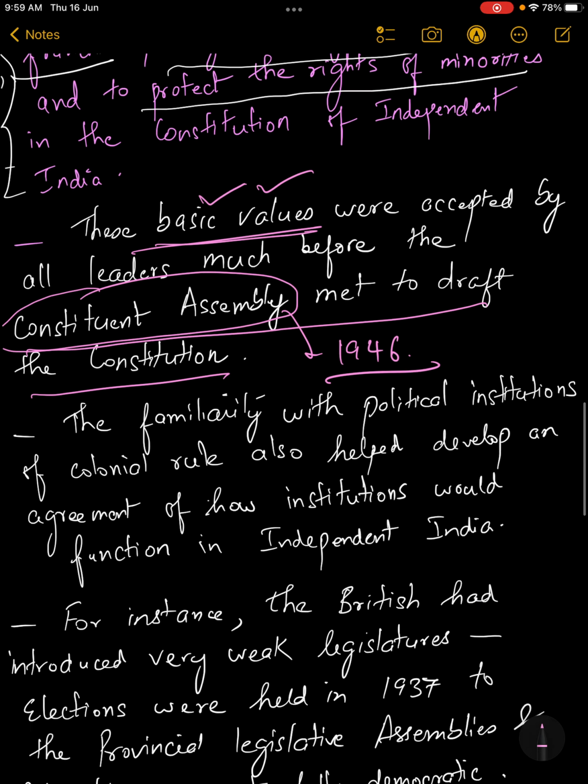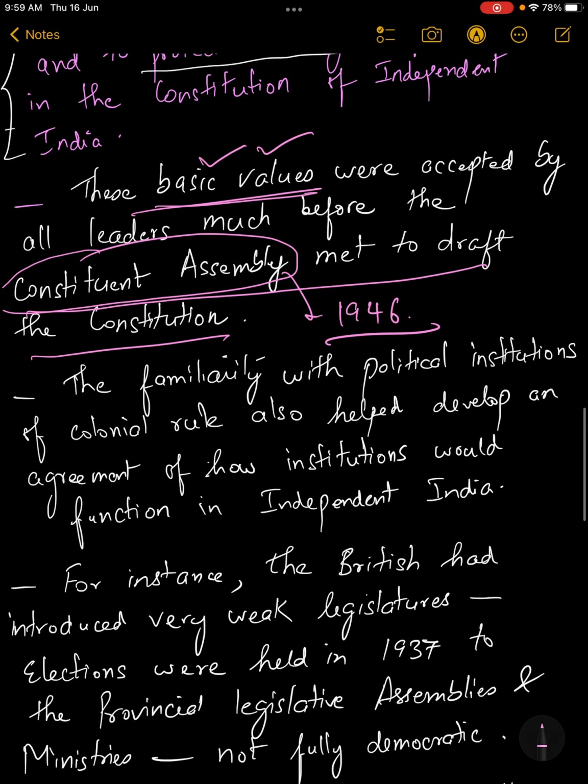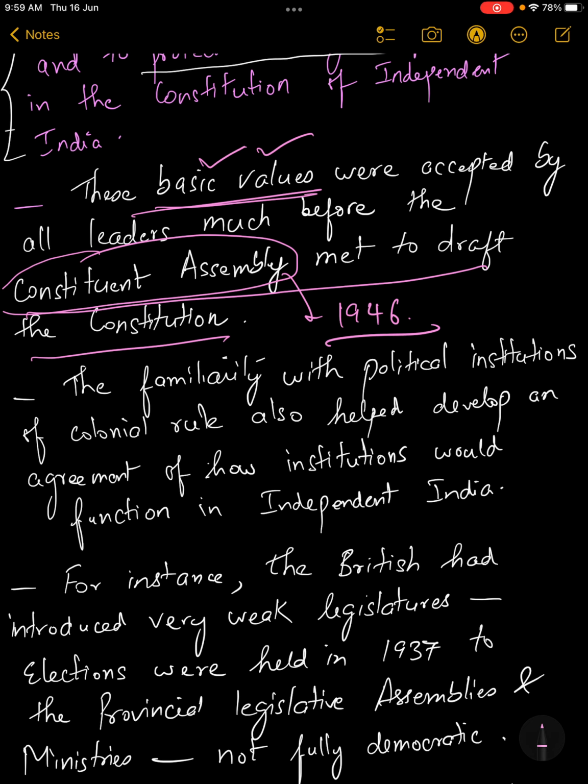And there were a lot of things that helped us. There is no doubt about it. There were a lot of things that helped us, particularly because of our experience with the colonial rule. So, when India was a British colony, there were certain political systems, there were certain political structures that were put in place by the British government, and it helped us to learn how political institutions could function in an independent India.